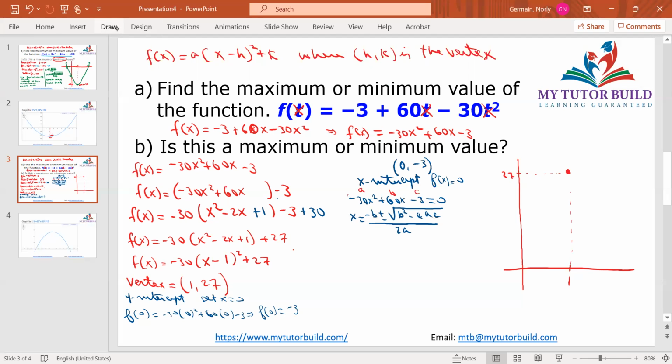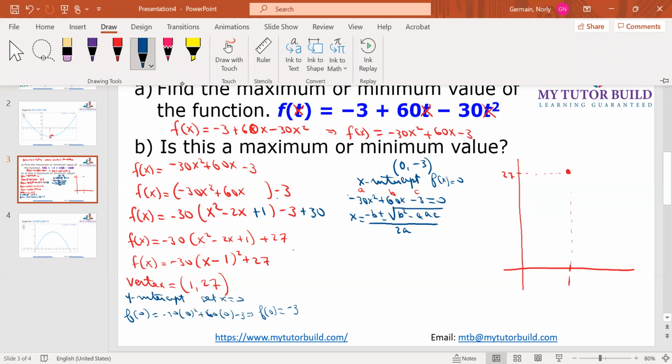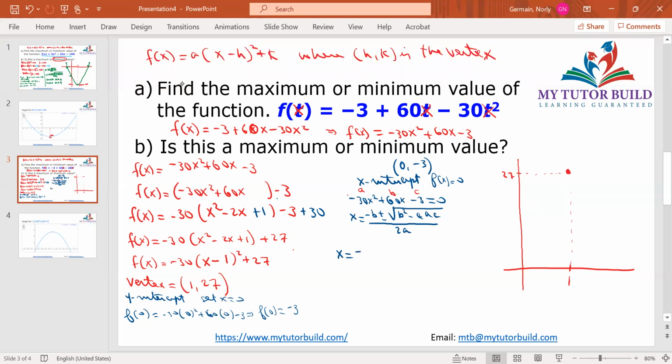Now, because we know all of this, we can substitute: negative 60 plus and minus the square root of 60 squared minus 4 times negative 30 times negative 3, over 2 times negative 30. Now, the rest is simply algebra. Make sure you use your calculator. Even with the calculator, remember, you can also graph these quadratic functions. Now, we're going to find two values for x.